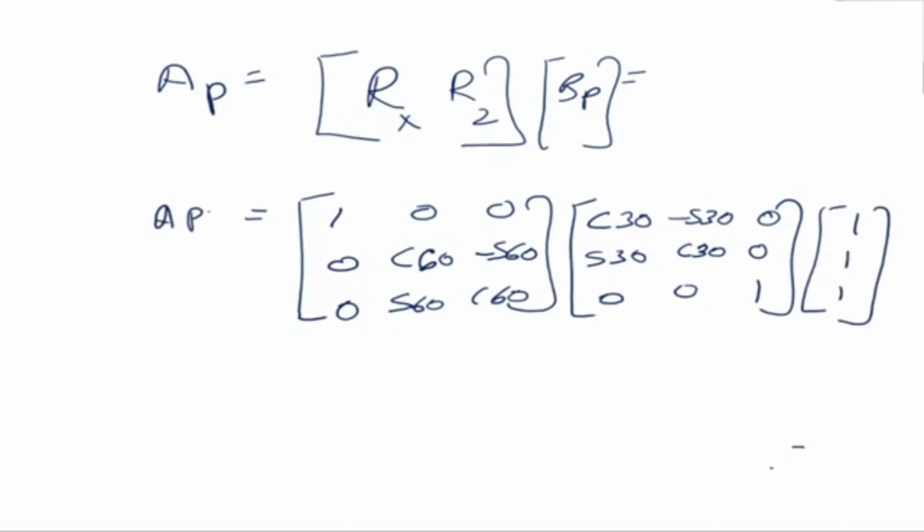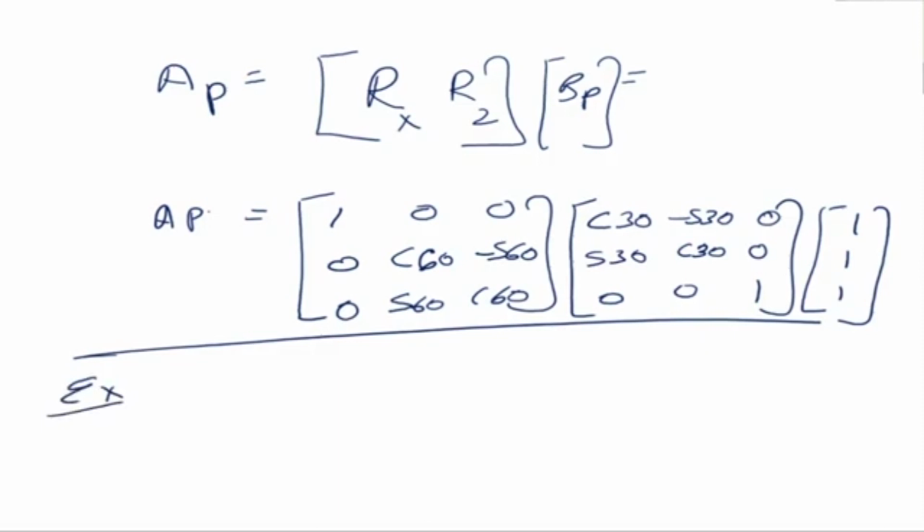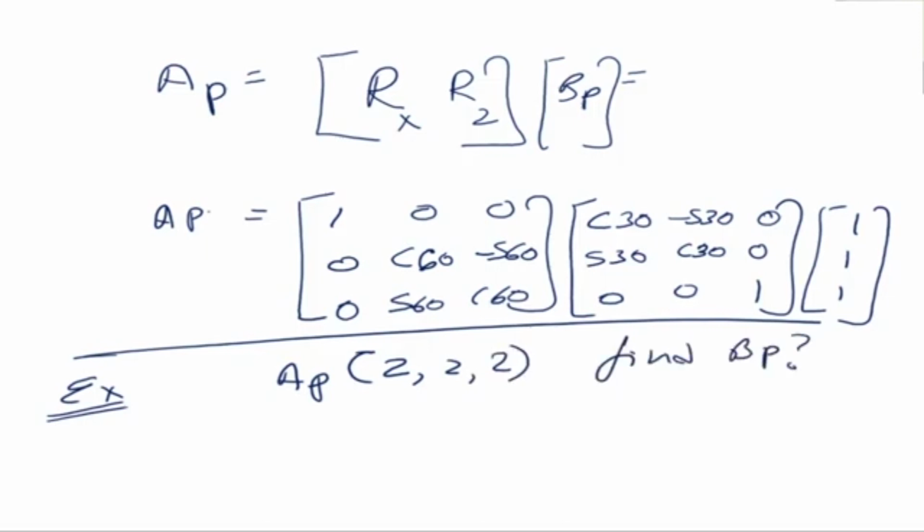Now on similar lines, if I were to give the same question, but I'm giving you AP as (2, 2, 2), find BP. How do you do that? It's very, very simple, because this combined rotation matrix is also a rotation matrix. So the columns are still orthogonal. It is still an orthonormal matrix. So all you need to do is take its inverse, and the inverse of that is the transpose. So there's no problem there.